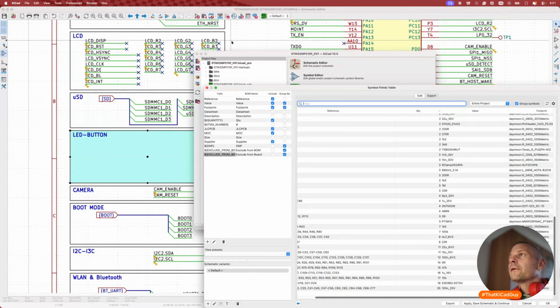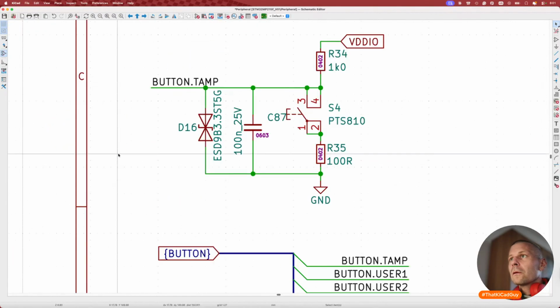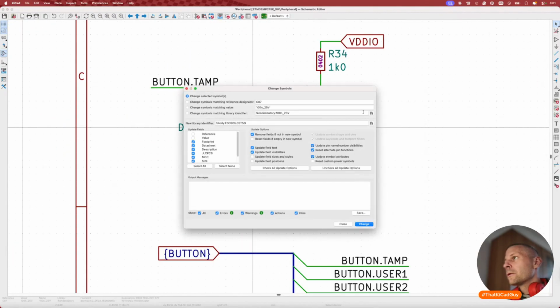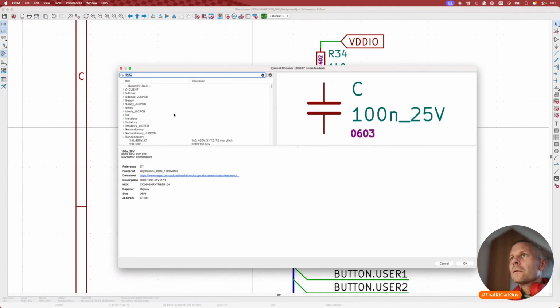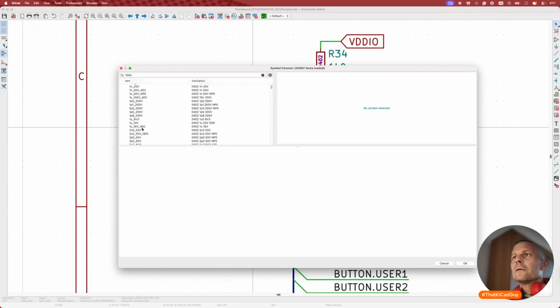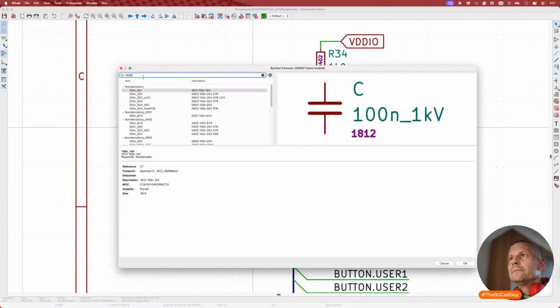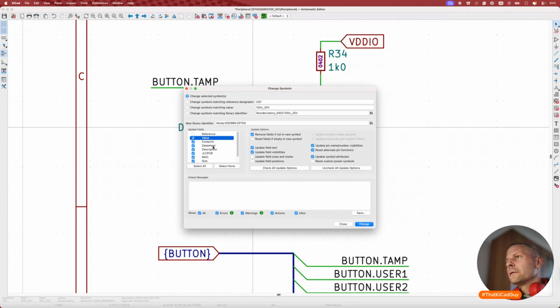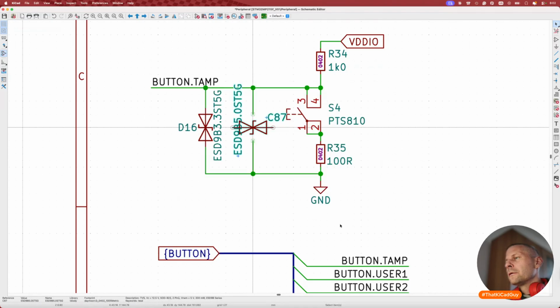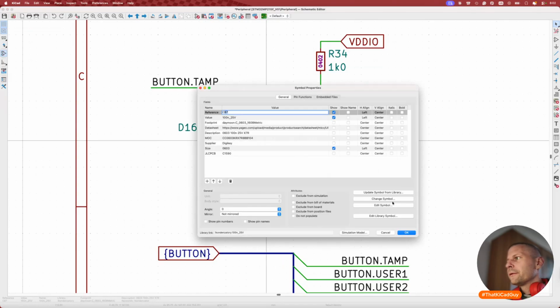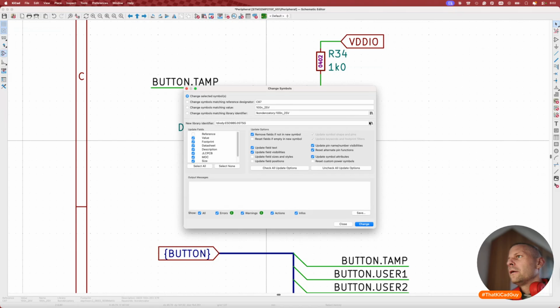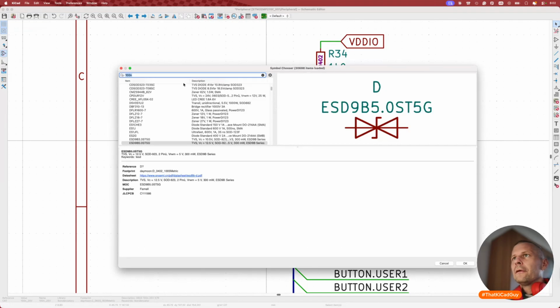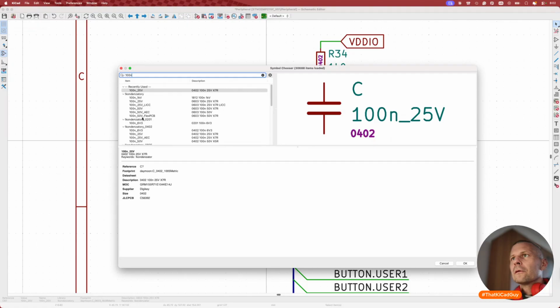Oh. Yes. This one? No, this one. Yes. What just happened? Change symbols. Oh, yeah. Okay. This.